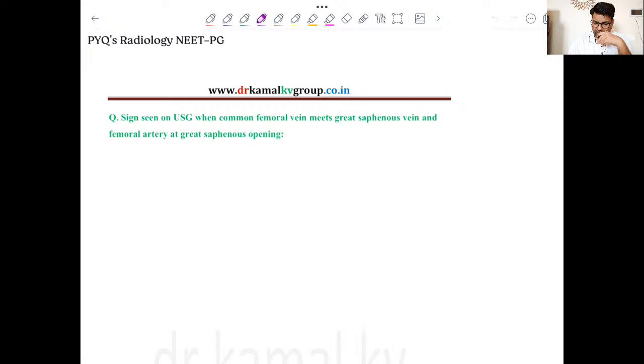Now there is one question about the sign which is seen when there is arrangement of the femoral vein, great saphenous vein, and the femoral artery. Just because of this arrangement of these structures, the outlook looks like a specific sign. That sign is known as the Mickey Mouse sign.